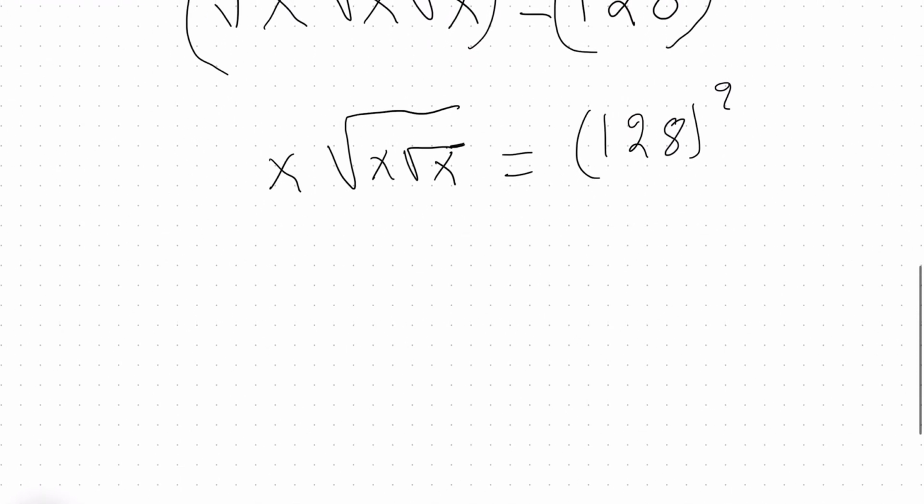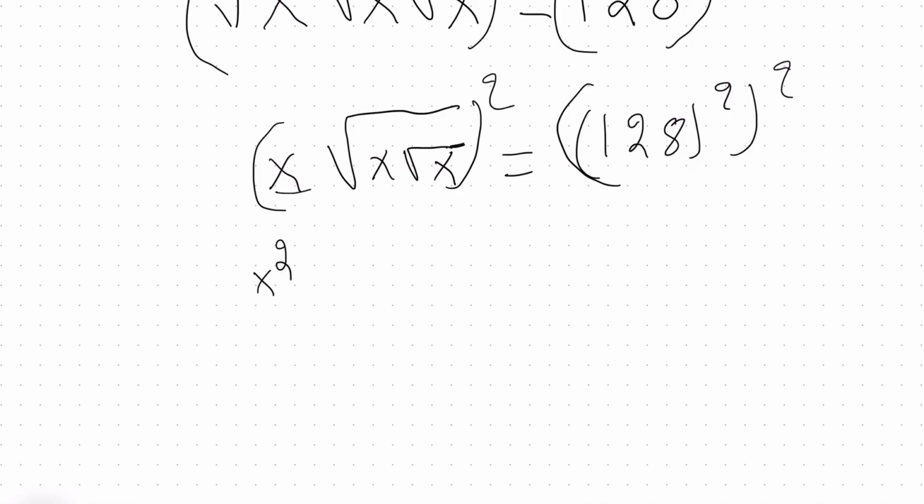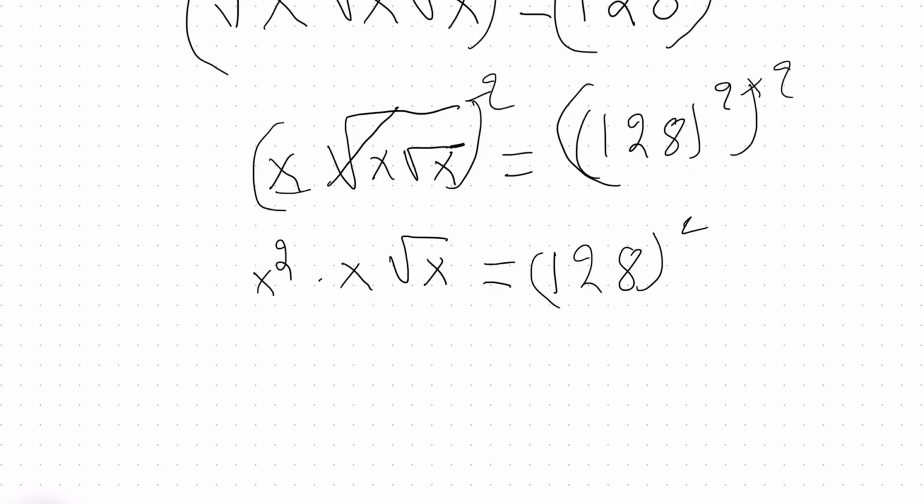And then the second step is I'm going to take this and square it a second time. So when I do that, you have this x, it's going to be x squared. And then for the second part, the square root is going to cancel out. So you have times x times the square root of x is equal to 128 squared. So we end up multiplying the exponents together, 2 times 2. And what you have is 128 to the power of 4.